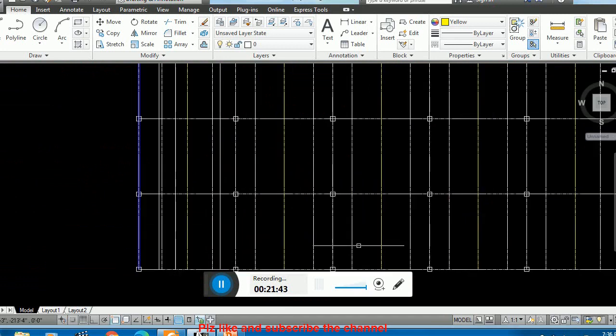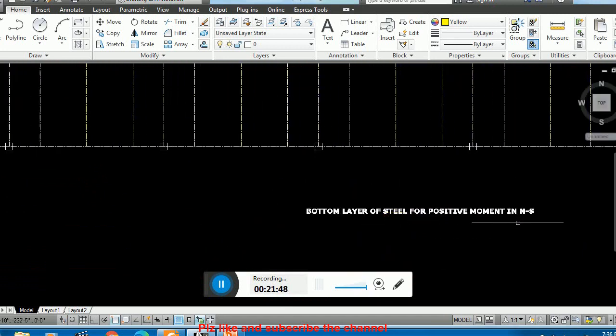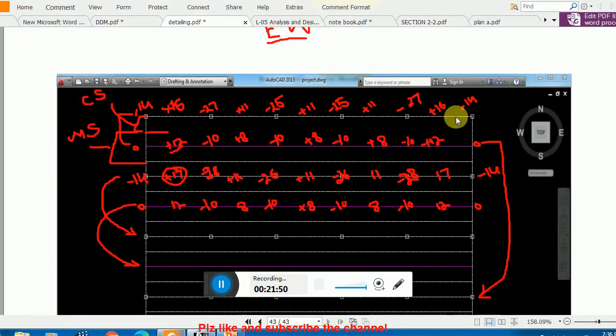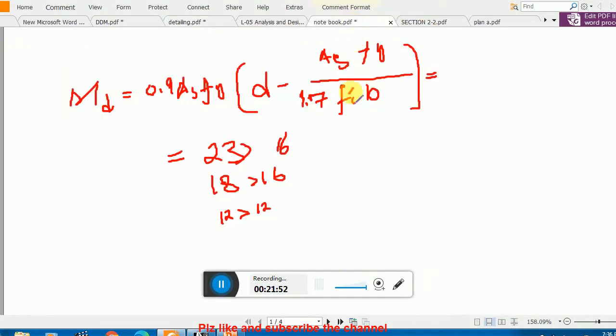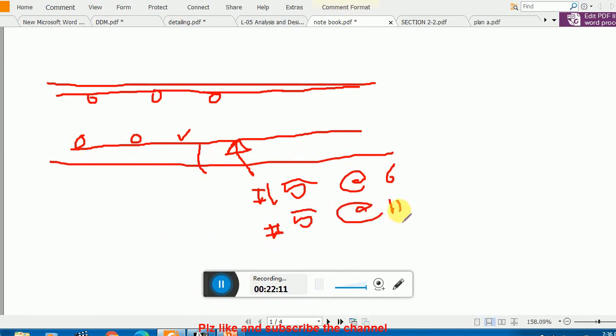Now again, in north-south direction, this is the bottom layer of steel for positive movement in this direction. Remember, I already explained this point, that this is this amount of steel now. We calculate these bars, which is number 5 at the rate of, in one place 6 inch center to center, while in all the rest of the areas you have to provide 12 inch center to center. You can change this with 8, and you can change this with 16.